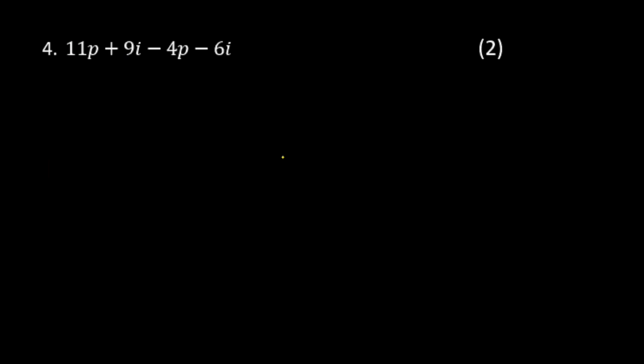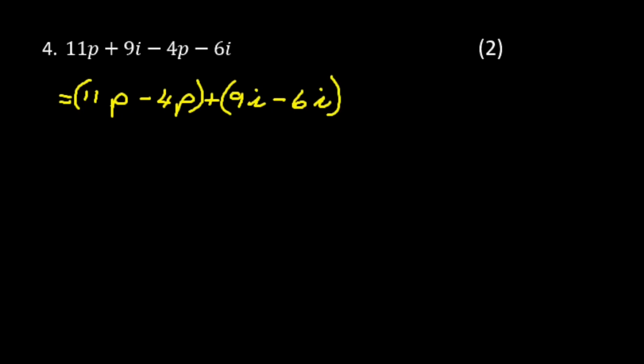Number 4, 11p plus 9i minus 4p minus 6i. So, we sort out like terms, you can go and write 11p, where's the other p? Here, minus 4p, keep on writing. We have plus 9i, I write my i's like that, so it doesn't look like a 1. You could even put little brackets here. Do you think about it then, like that's how you're going to sort them out. First the p's and then the i's. 9 minus 6, because there's no further like terms.